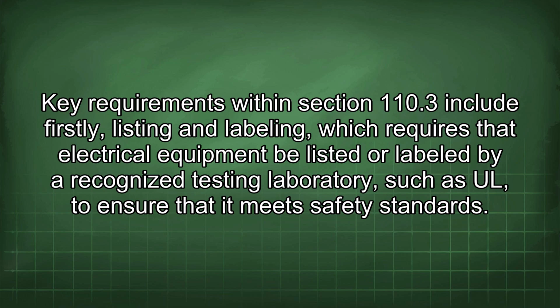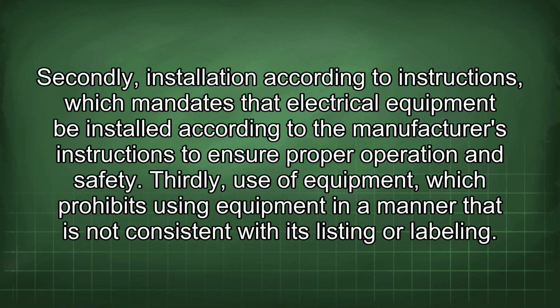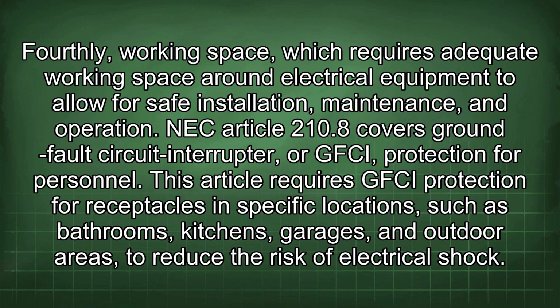a recognized testing laboratory, such as UL, to ensure that it meets safety standards. Secondly, installation according to instructions, which mandates that electrical equipment be installed according to the manufacturer's instructions to ensure proper operation and safety. Thirdly, use of equipment, which prohibits using equipment in a manner that is not consistent with its listing or labeling. Fourthly, working space, which requires adequate working space around electrical equipment to allow for safe installation, maintenance, and operation.